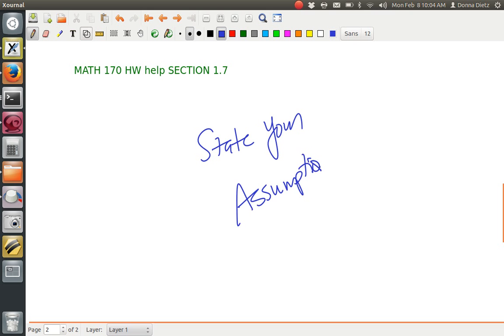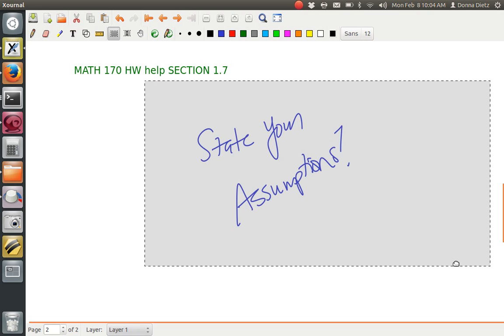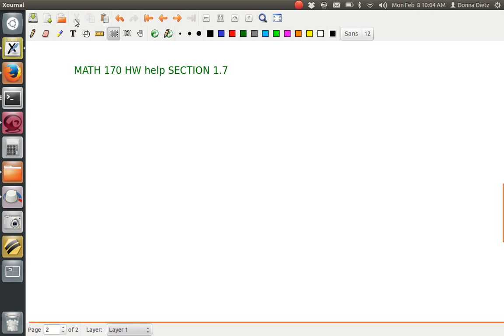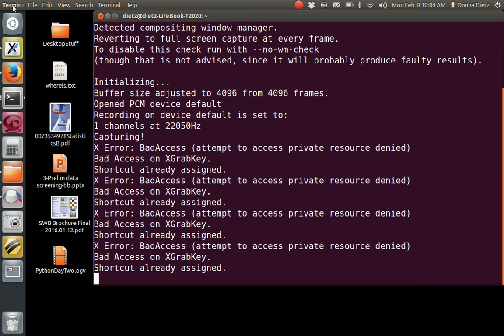In some cases, it doesn't matter and you'll end up with the same final answer, and sometimes it will matter because they were a little bit sneaky with the way they wrote the assignment. Sometimes they don't give you enough information to make a unique answer. If that's the case, then as long as you state your assumptions, I'll follow your work and you'll get full credit. Okay? So that's your help for chapter 1.7.